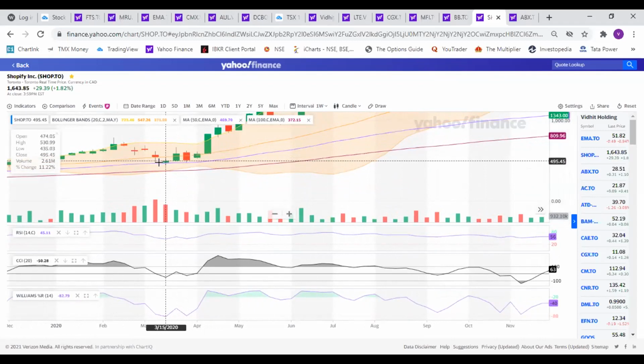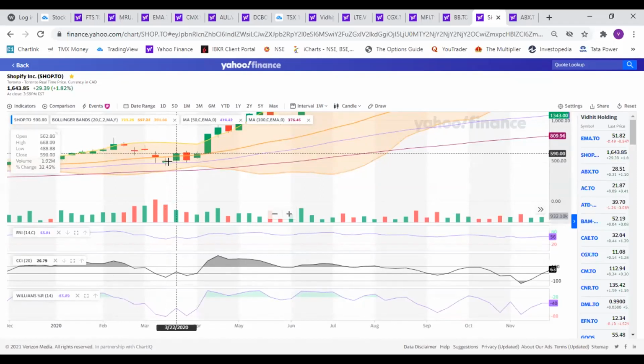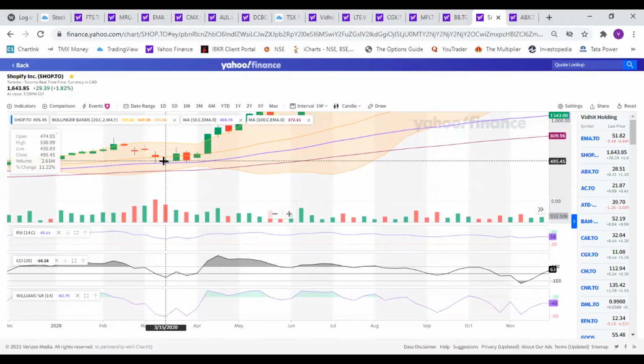When Williams was -82, CCI -50, RSI at 45, the next candle, they both have curved up. So if you look at this candle, the indicator tells me in advance, almost 1, 2, 3, 4 weeks in advance that I'm going to fire up, I'm going to spike up. I'm watching a weekly chart. 4 weeks ahead, the indicators had warned me: get ready, I'm going to spike up.